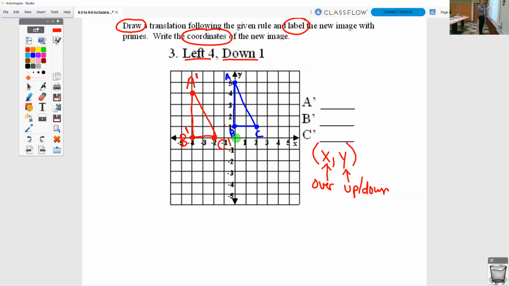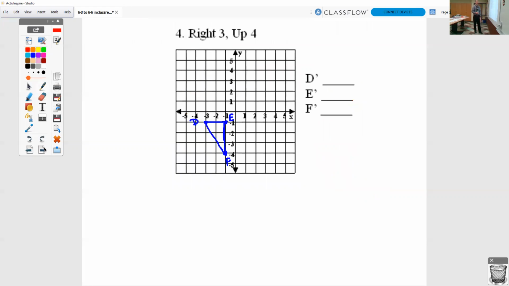So A prime is over to -4, up to +4. B prime, starting in the middle, over to -4, up to 0. C prime, over to -2, up to 0. So we drew it, we labeled it with primes, and we wrote down the coordinates of the new shape. Let's do another one. This time we're going right 3, up 4.